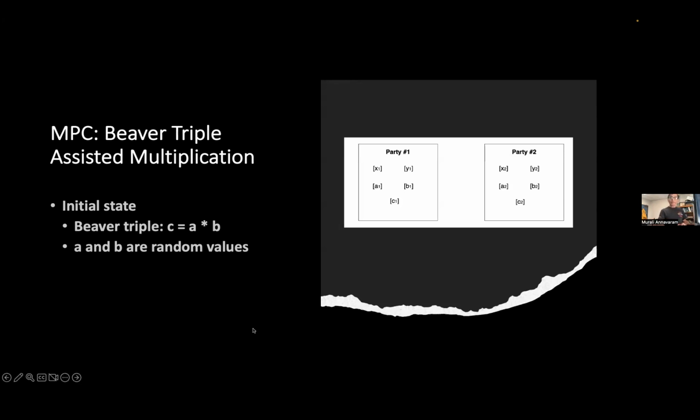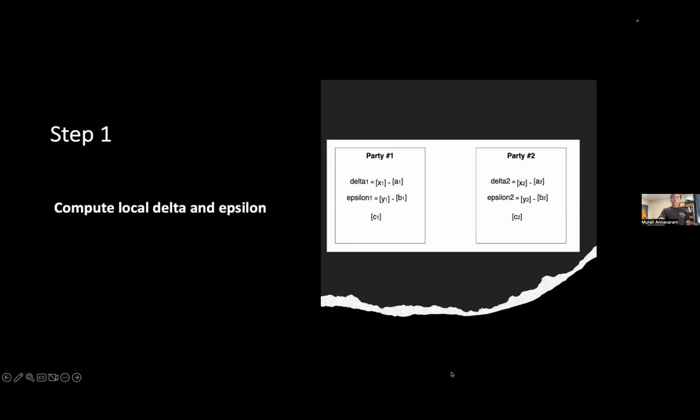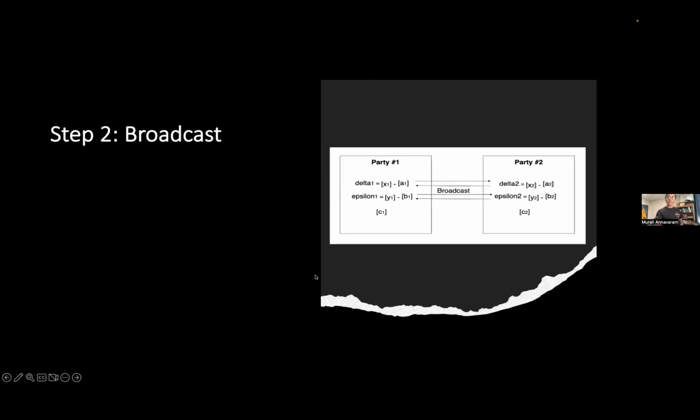At the beginning, we will do the secret sharing of X, Y, A, B, and C as shown here. And how is this done? It's additive secret sharing: X1 equals X minus R, X2 equals R, same with Y1, Y2, A1, A2, B1, B2, and C1, C2. This is a standard secret sharing mechanism. And then what do we do? The first step is that the two parties compute what are called the local deltas and local epsilons, which are basically X1 minus A1 and Y1 minus B1, and they also already have C1. This is again computed locally. And the second step is you broadcast.